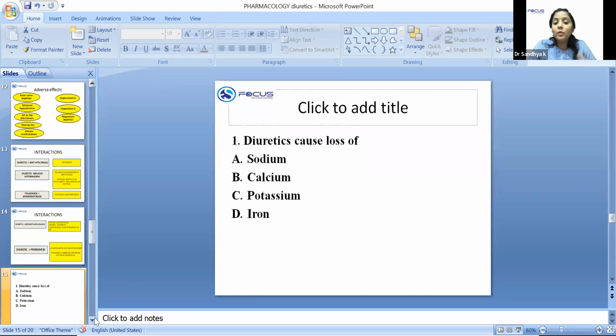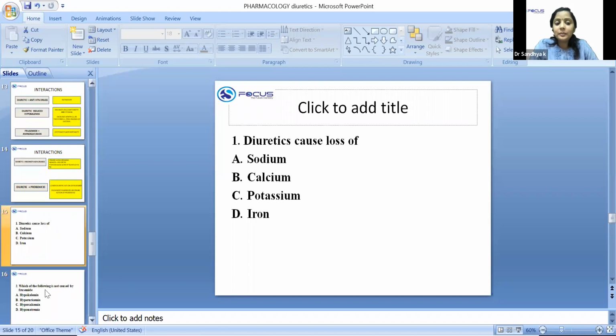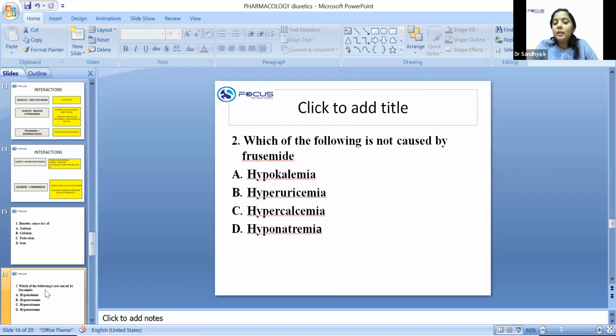Very good. So you have understood that. Definitely, if you have understood, this doubt will be there. In detail, we'll discuss it in the regular class. Which of the following is not caused by furosemide?